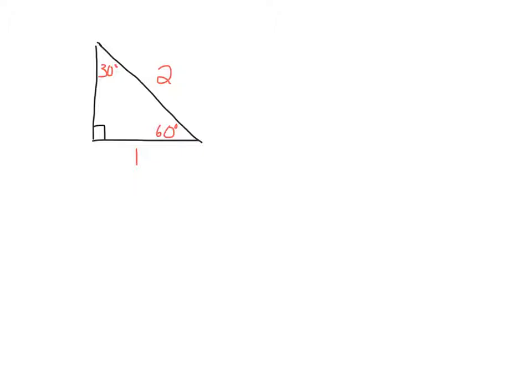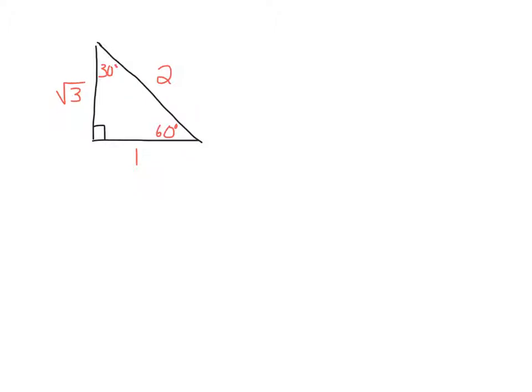And then we figured out our third side using the Pythagorean theorem. 2 squared minus 1 squared was 3, and then we took the square root. So we got the square root of 3. So that was one of our special triangles, the 30, 60, 90 degree triangle.